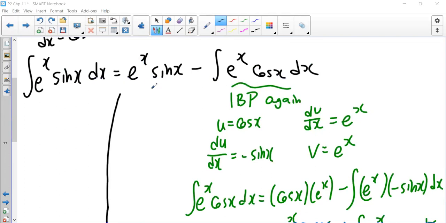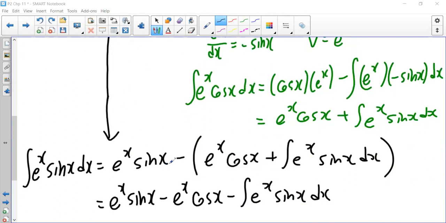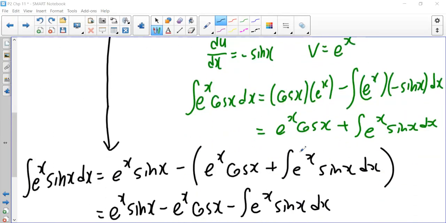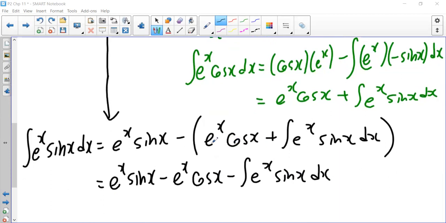That means using the original function. I rewrite that as e to the power of x sine x minus the integral of e to the power of x cos x, which is what we've got from the IBP in here. So replace it. So the question is, can I do IBP again in here? Answer is no. Why? Because it's the same as the left-hand side.